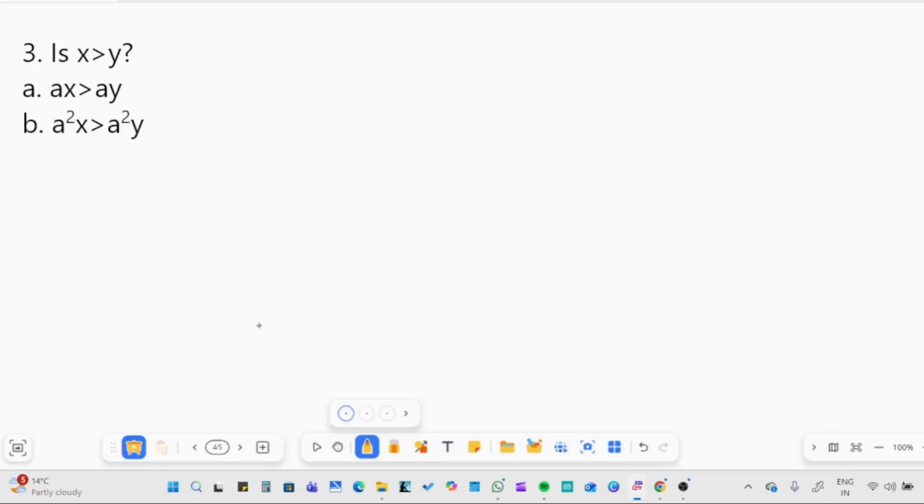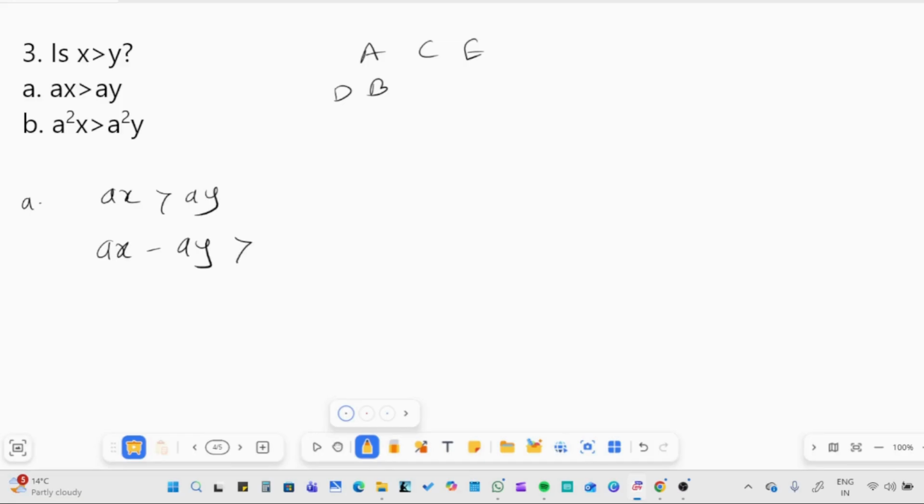These statements are ax is greater than ay. Second statement is a square x is greater than a square y. Let me write down all the 5 options this way. First statement, it says that ax is greater than ay. Can I cancel a from both the sides? No. Let's solve it this way.